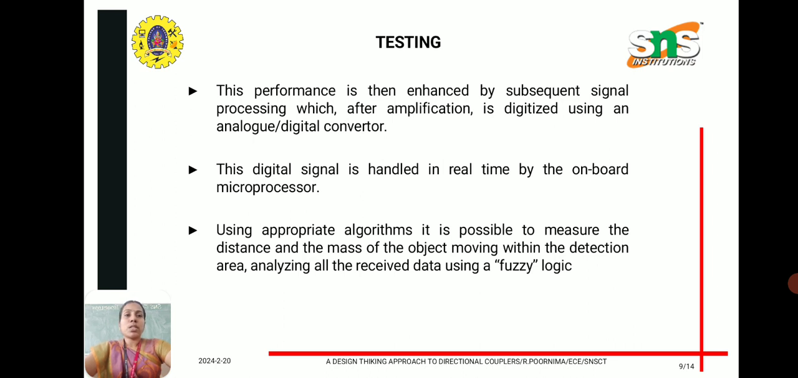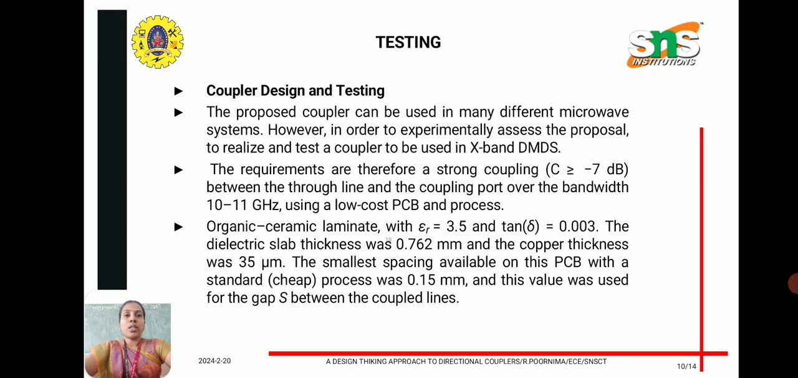This performance is enhanced by subsequent signal processing, which after amplification is digitized using an analog to digital converter. This digital signal is handled in real time by the onboard microprocessor. Using appropriate algorithms, it is possible to measure the distance and mass of the object moving within the detection area, analyzing all the received data using fuzzy logic. So we can design and test the proposed directional coupler, and some of the testing parameters are given.